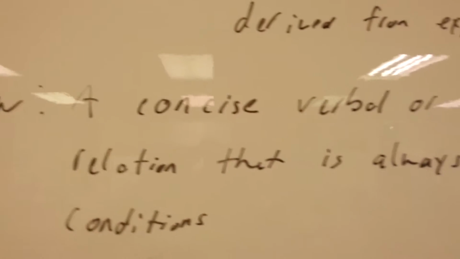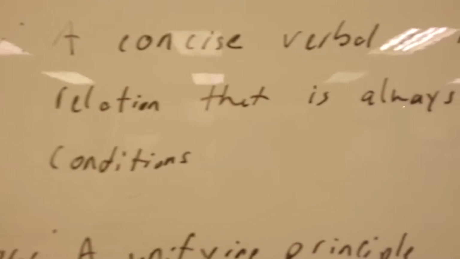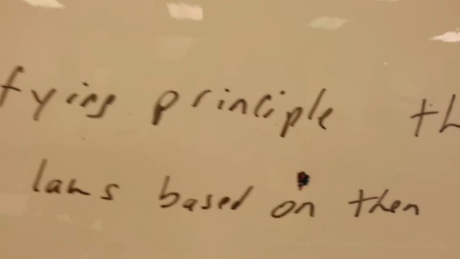A law is a concise, verbal, or mathematical statement of a relation that is always the same under the same conditions. A theory is a unifying principle that explains a body of facts and the laws based on them.